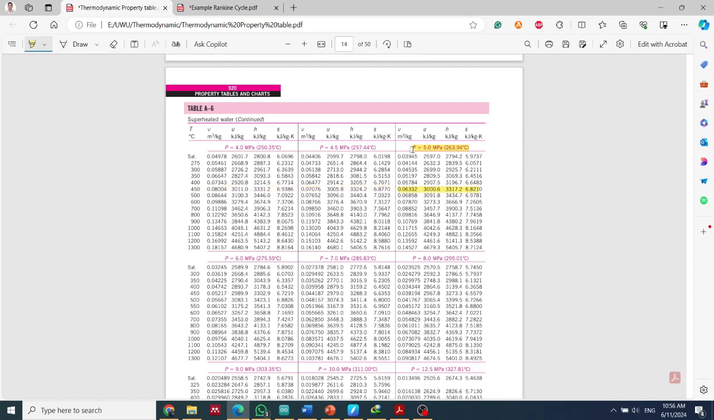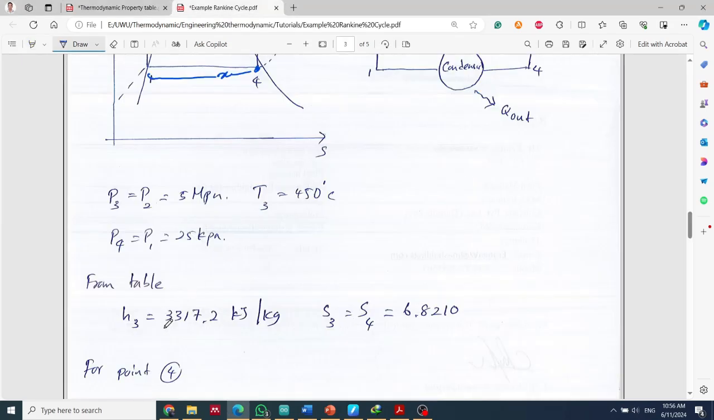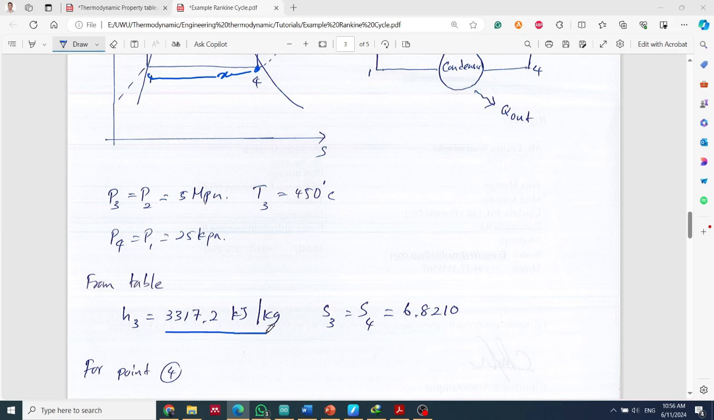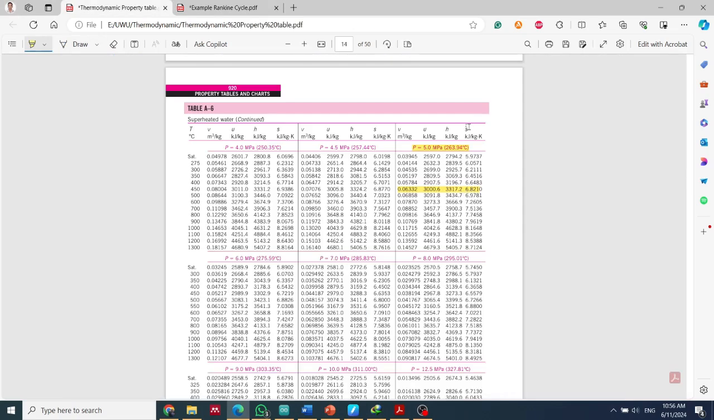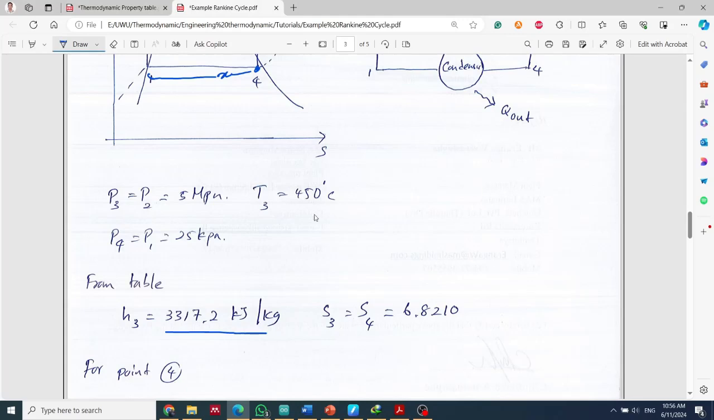So the specific volume is this much, internal energy is this much, then entropy and enthalpy. So we can extract the enthalpy value 3317.2. That is what is given in here, H3 equals 3317.2. And the same way we can refer to the S value as well, entropy 6.8210. Therefore we can write S3 equals S4 equals 6.8210.